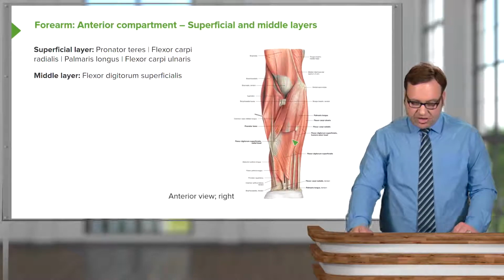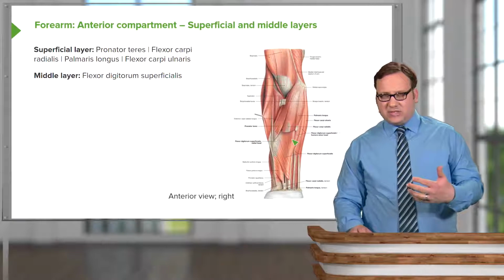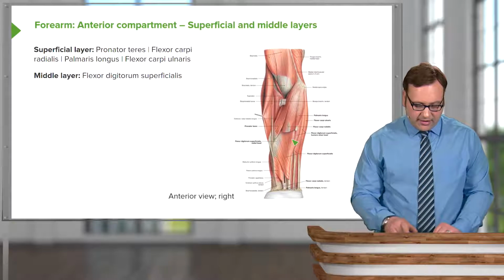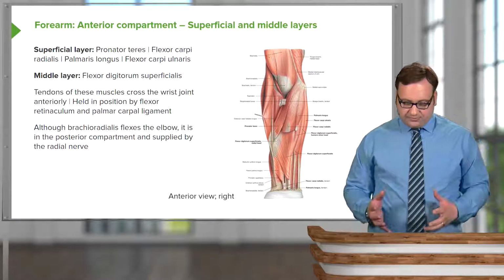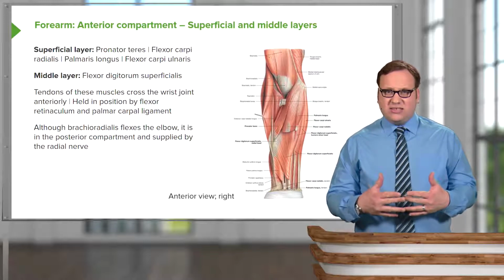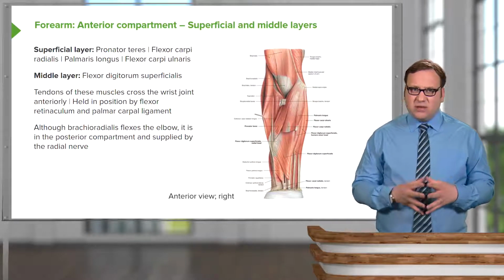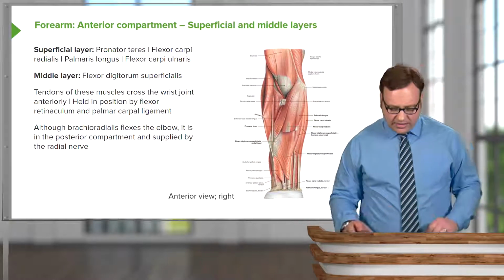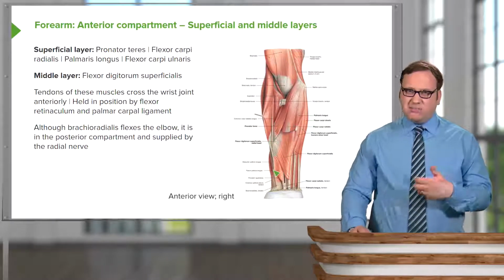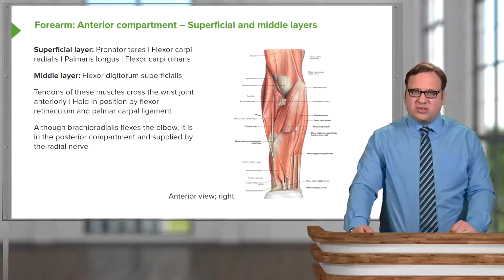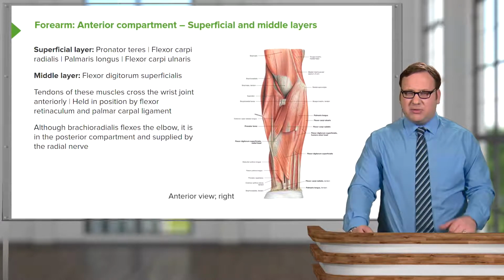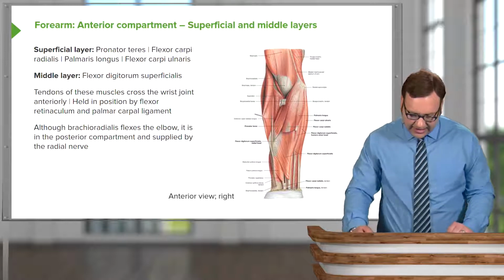Ultimately, it was giving rise to muscle bellies, giving rise to 4 tendons that went to digits 2, 3, 4, and 5. So, as these muscles pass towards the wrist, they are held in position by the flexor retinaculum. The flexor retinaculum is a really important structure in that it prevents bowstringing of these tendons. So it's held in position by the flexor retinaculum and also the palmar carpal ligament. And we'll see these when we move into the hand.